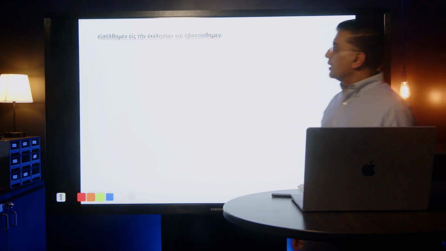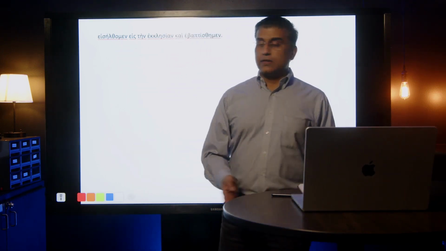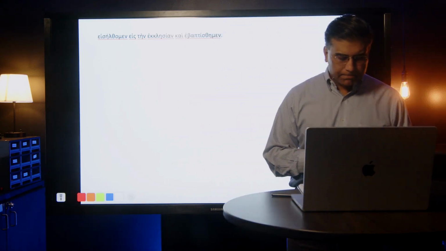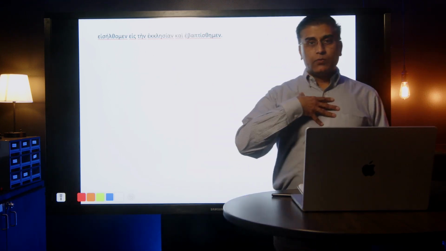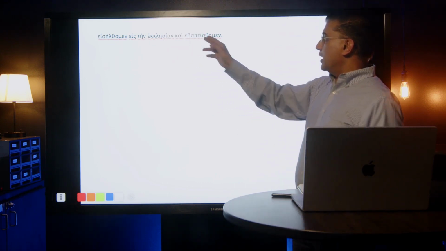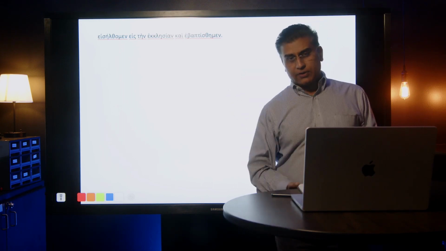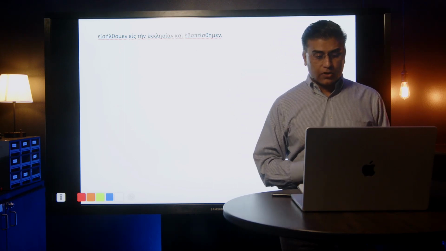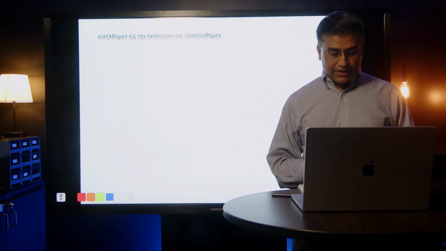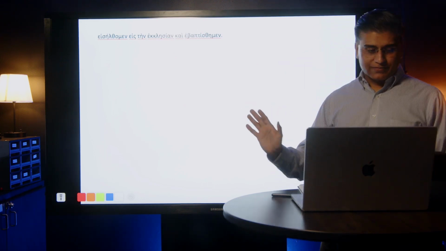Number 6. Ēlthomen. Remember ēlthon? Ēlthon is "went in." So ēlthomen, we went in, eis tēn ekklēsian, into the church, and ebaptisthēmen, we were baptized. Again, these are your aorist passive, aorist passive indicative. Nothing future here yet, right? So keep that in mind.